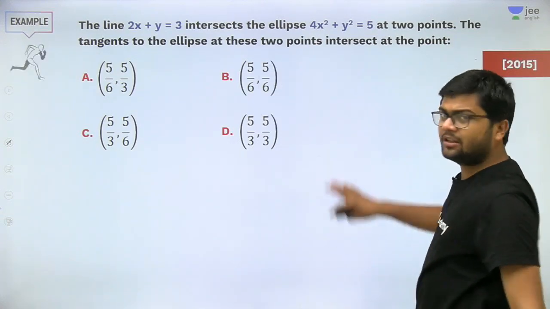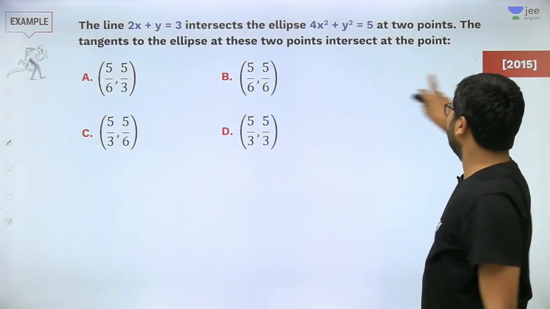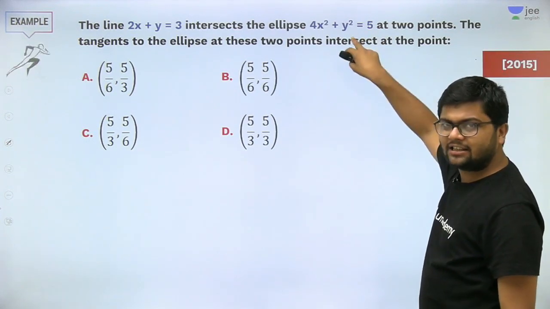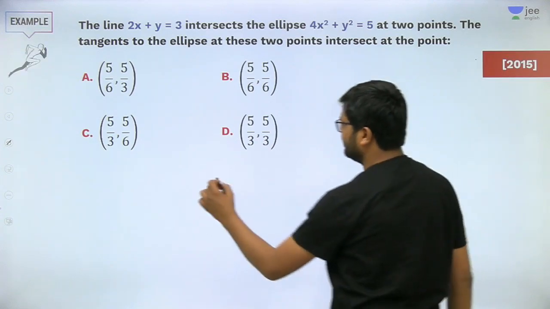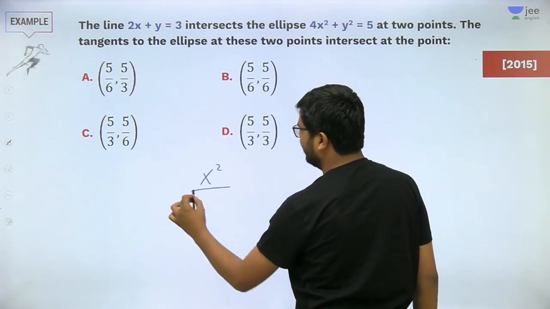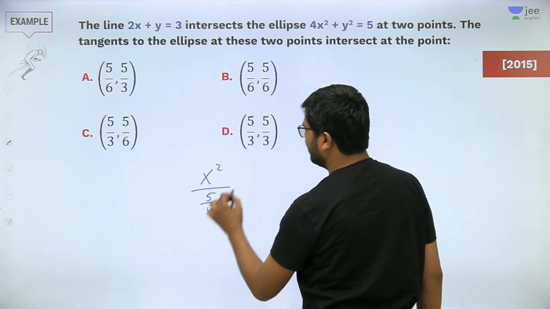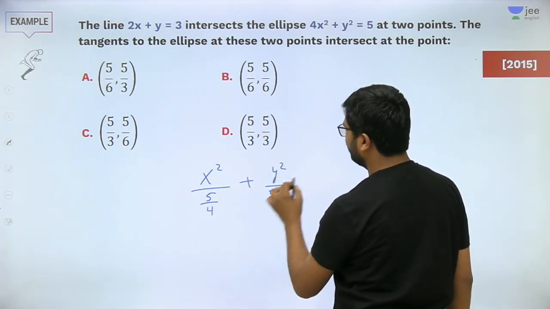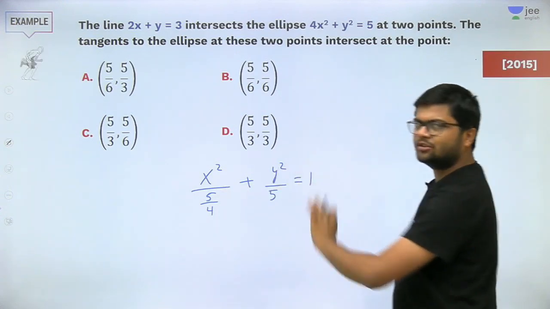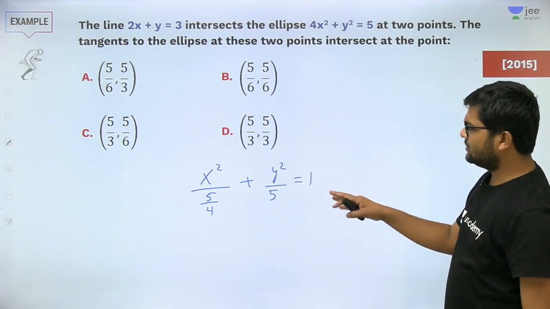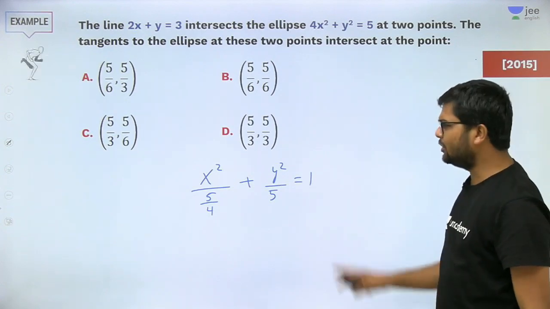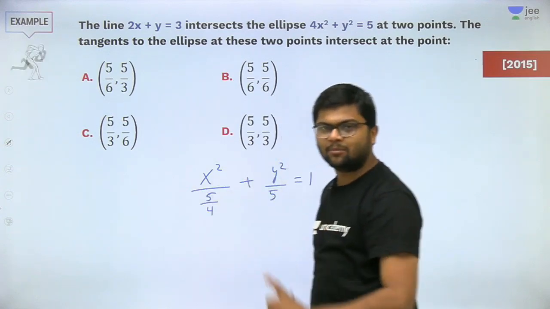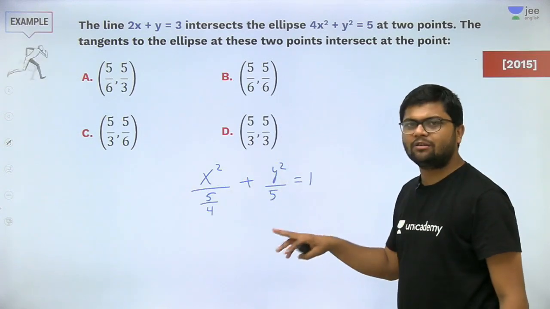As I said, it was asked by the IIT JEE in the year 2015. So it is a recent year's question. So first of all, write this equation in the standard format. So it will become x square divided by 5 by 4 plus y square divided by 5 equal to 1. So that is the standard equation of the ellipse. Okay, now this is a vertical ellipse. Getting my point? But there is no problem in that, because the equation of tangent remains the same whether it is a horizontal ellipse or a vertical ellipse.